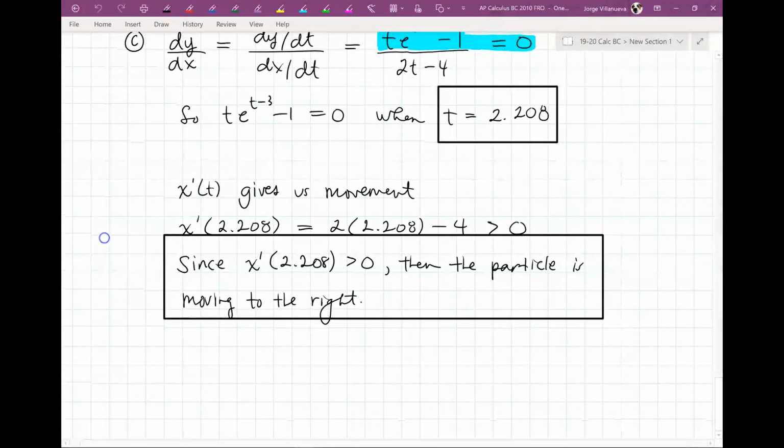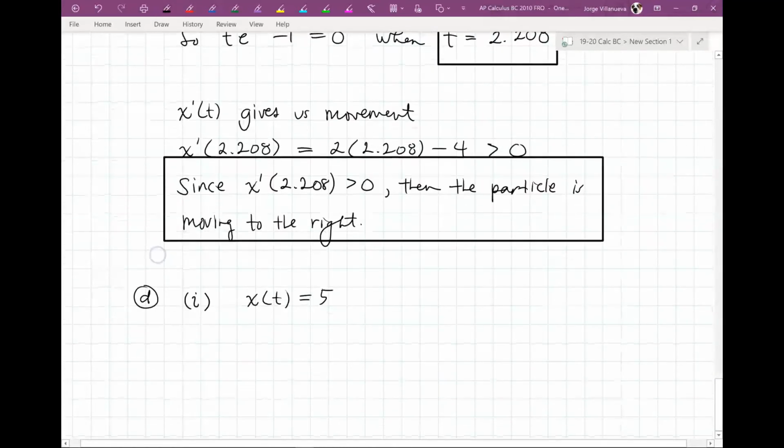Now, part D says there is a point with x coordinate 5, through which the particle passes twice. Find each of the following. Part 1 says the two values of t when this occurs. So they want to know, when is it that this equals 5 twice? In other words, when does x of t equal 5?